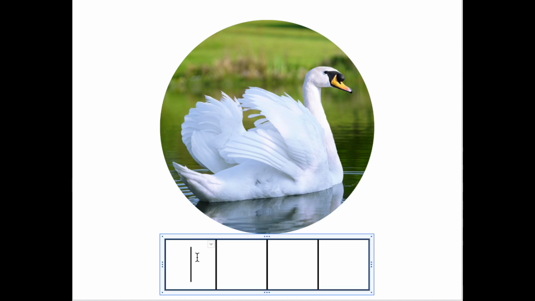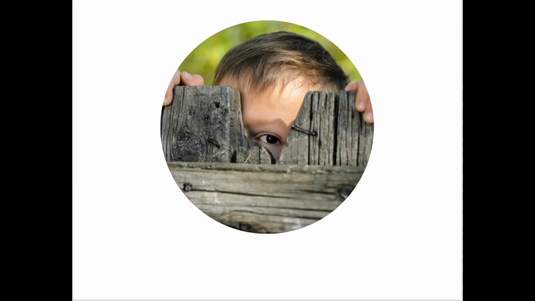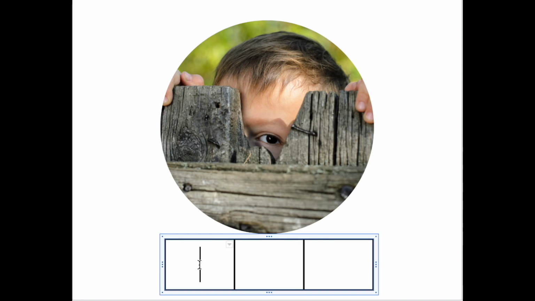Let's sound it out. S, W, A, N, swan. Nice job. Here we have a little boy peeking through a fence. He is watching. Our word is watch. Watch. This kind of watch and a watch you wear on your wrist are spelled the same. How many sounds do you hear in watch? There are 3 sounds in watch.